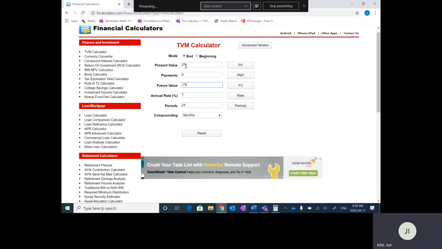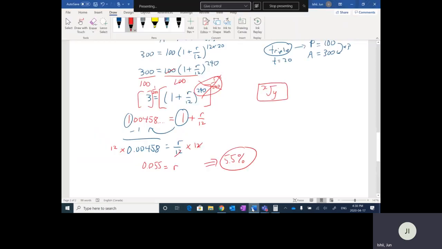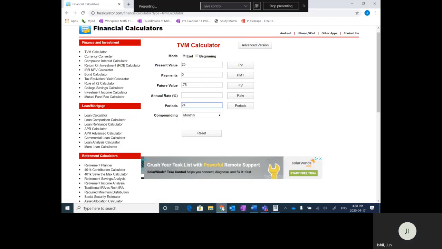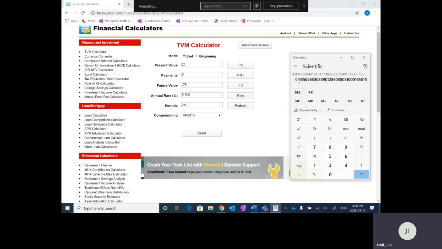So here I just went 25 to 75. The rate is what I'm trying to find, so I'll leave that blank. Number of periods, I believe, was 240. Compounded monthly for 20 years, so 240 compounding periods. Let's see what the rate gives us. You'll see there is 5.506, which, if you round it, is 5.5%.